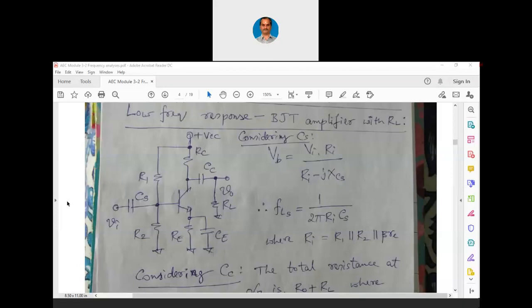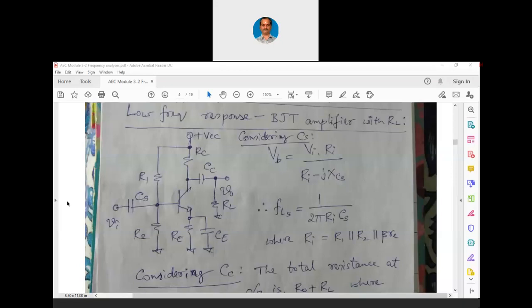Now considering CS, we can write the voltage at the base as VB equals VI into RI by RI minus j into XCS. Please remember, this RI is the input resistance of the complete amplifier circuitry. We had already performed the AC analysis in the previous module. Now for this particular circuit, Ri is R1 parallel with R2 parallel with beta into small re. Please remember all that. So here Vi into Ri divided by Ri minus j into XCS, the reactance of the capacitance at the input.